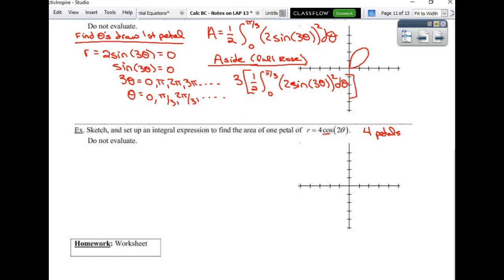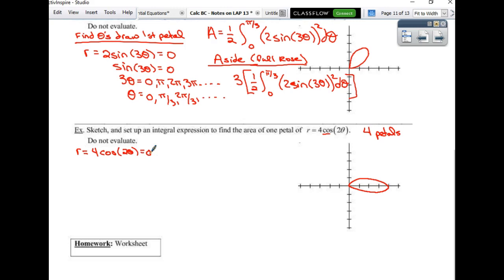Find the thetas for the single petal, which means I need to really find out when r will equal 0. So I'm going to set r, which we know is this 4. Oh, you know what? I haven't drawn yet. And I went out to the 4, why? The coefficient is 4, so each one of these petals will have a length of 4.